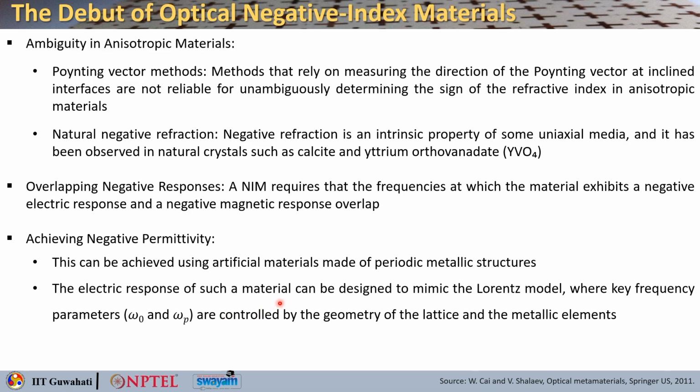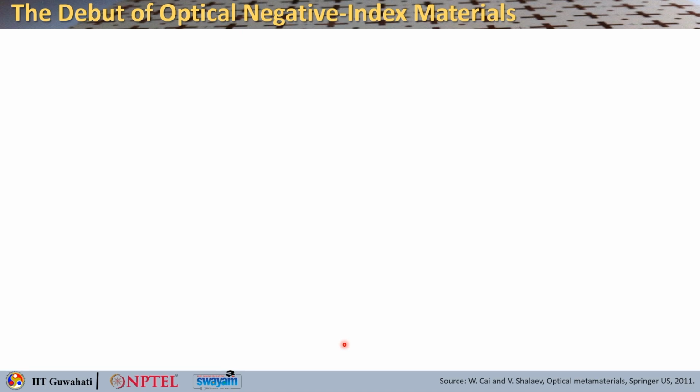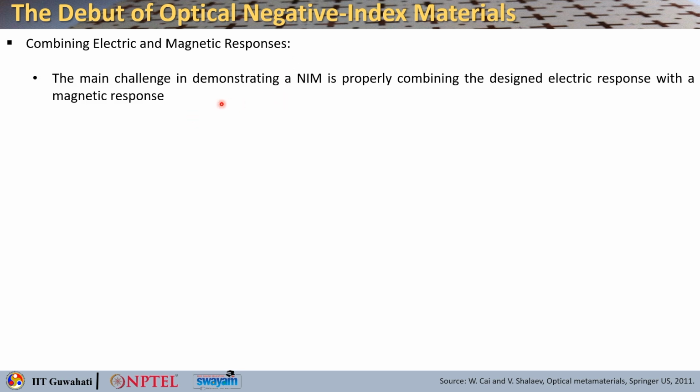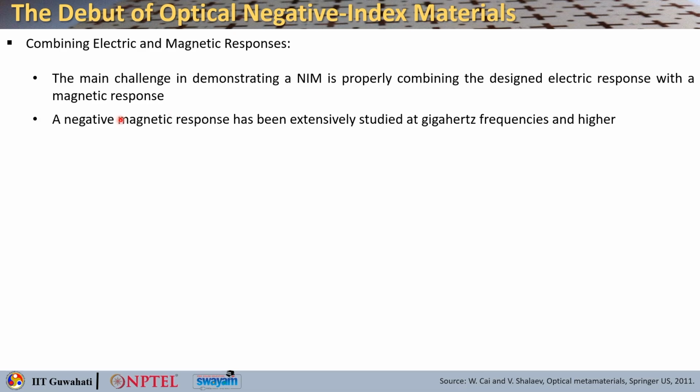So, the electric response of such material, like periodic metallic structures, can be designed to mimic the Lorentz model, where the key frequency parameters like omega naught and omega p, the resonant frequency and the plasma frequency, can be controlled by the design of the lattice and the element itself. So, you can create your own material which has a custom-designed plasma frequency and resonance. So, when you combine the electric and magnetic responses, the main challenge that you see in NIM is basically coming from there. So, you need to properly combine them.